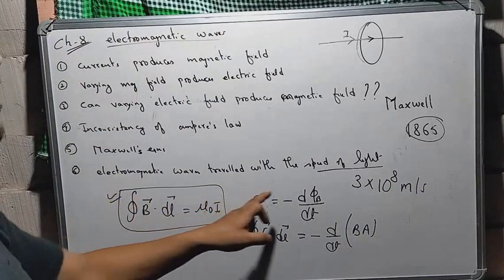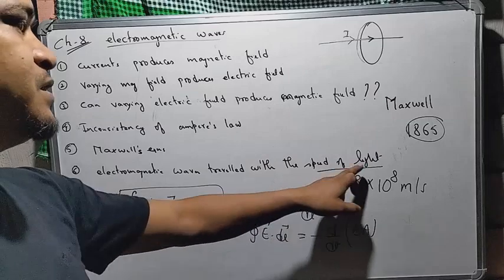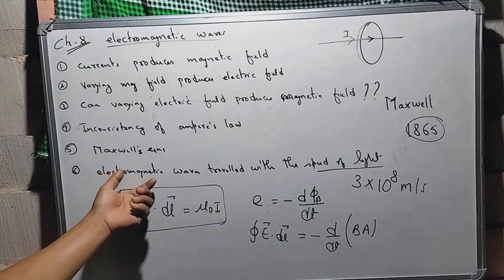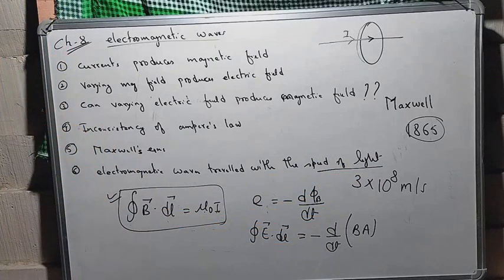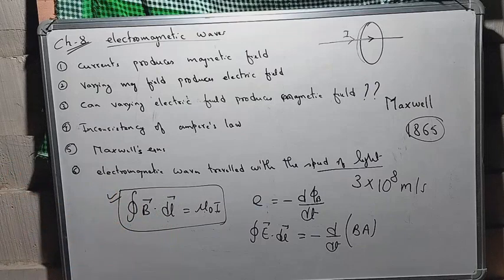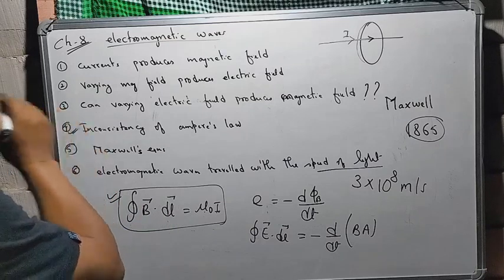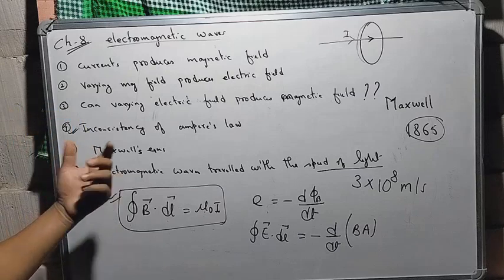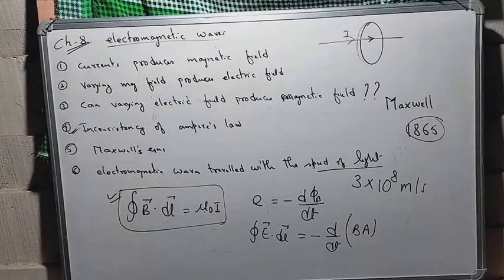So if the velocity of the electromagnetic wave is the same as the speed of light, then light is also an electromagnetic wave. Okay, so this is just the introduction to electromagnetic waves, and in the next video we shall see the inconsistency of Ampere's law. And then next we will go to Maxwell's equations, and then we will study the electromagnetic wave and its nature and properties.